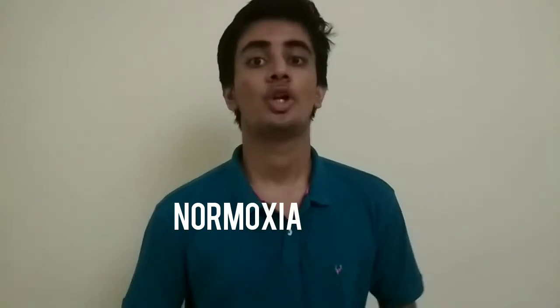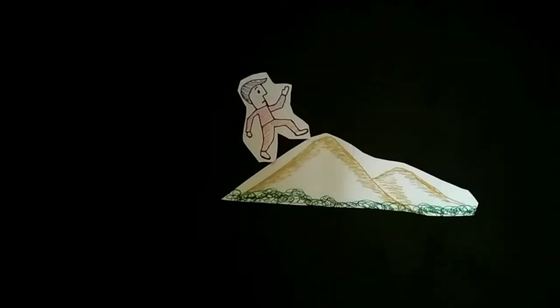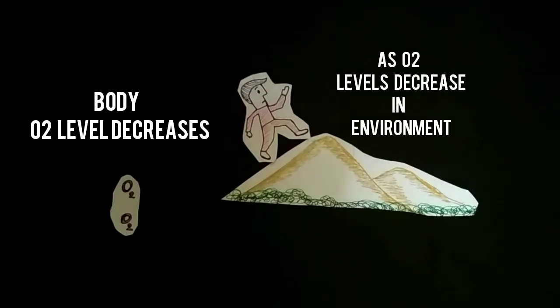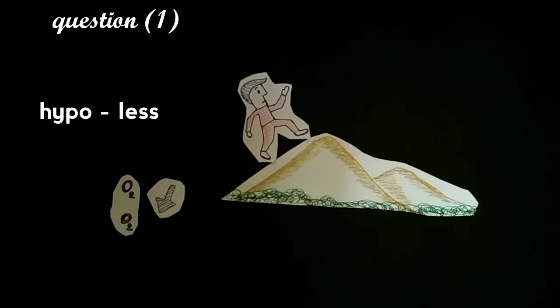Oxygen, a basic necessity. Without it, our body metabolism fails to produce energy. Normal activities require normal levels of oxygen under normal body conditions, known as normoxia. If we go uphill or do other activities which require more oxygen, then the oxygen level in the body decreases. This condition is called hypoxia. Hypoxia is a condition that has to be dealt with.